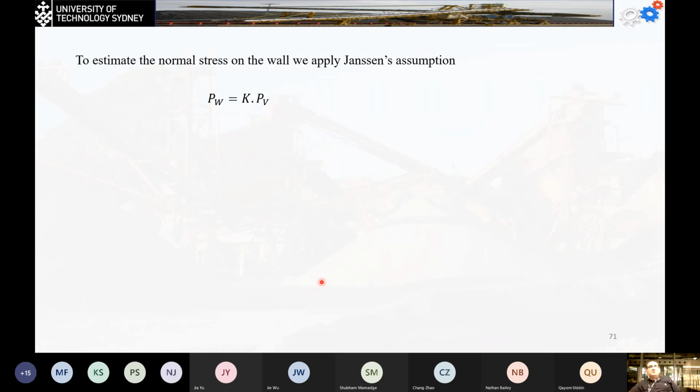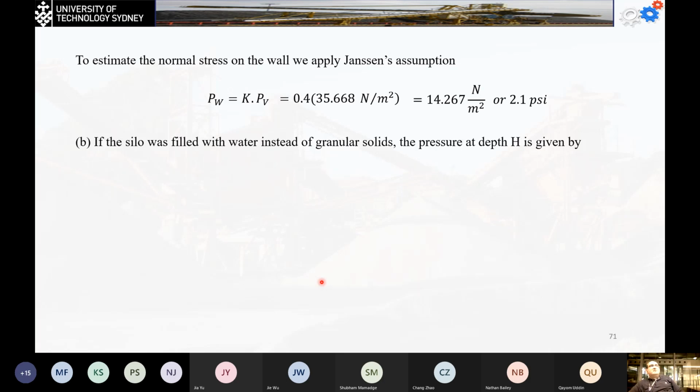Now, if I'm going to use the water, the equation I can use is the pressure of the water. The equivalent pressure of the water is equal to K multiplied by the PV we just calculated, or 0.4 multiplied by 35,668 Newton per square meter, and it's going to be equal to 14,268 Newton per square meter, or 2.1 psi. So, sorry, that's the normal stresses.